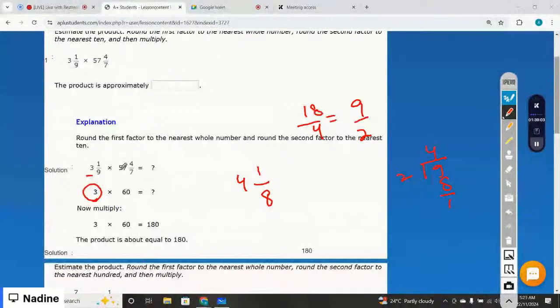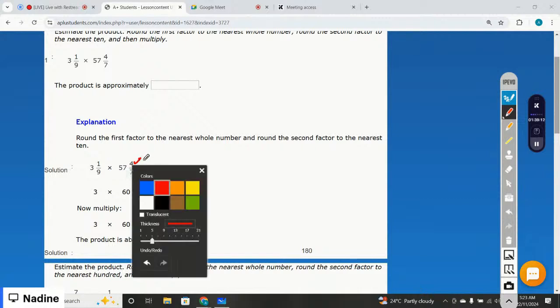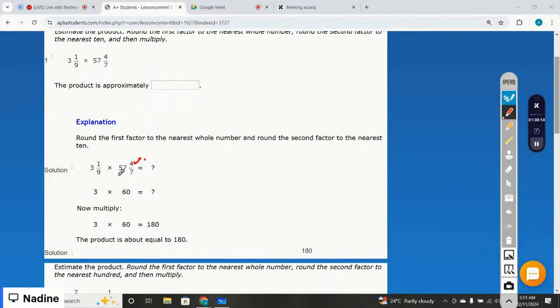Then 57 whole 4 over 7. 4 over 7 is greater than half, right? Because half of 7 is 3.5, and that is 4, so it is greater than half. The question says you need to round to the nearest 10. So 57 would be rounded off to 60. So 60 times 3 is 180.